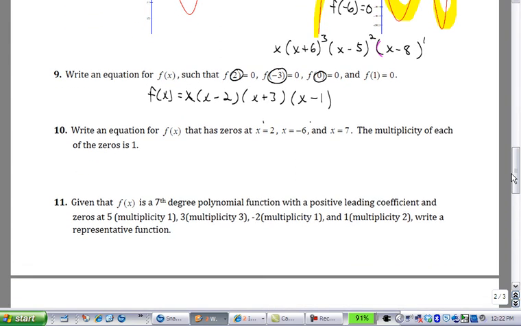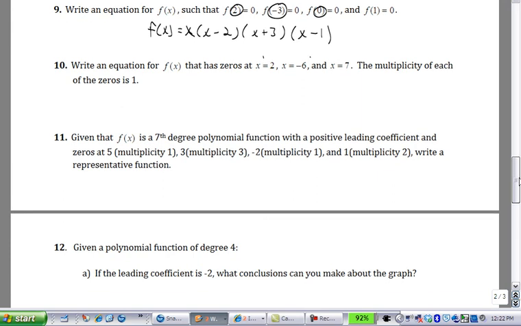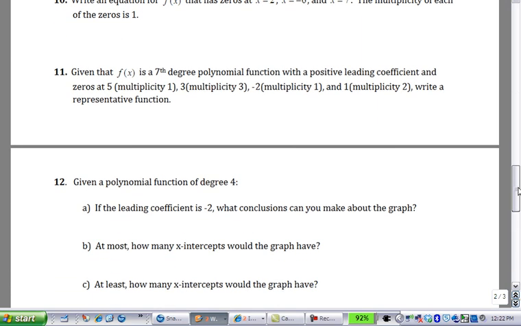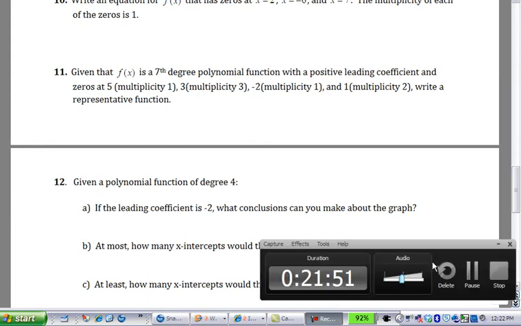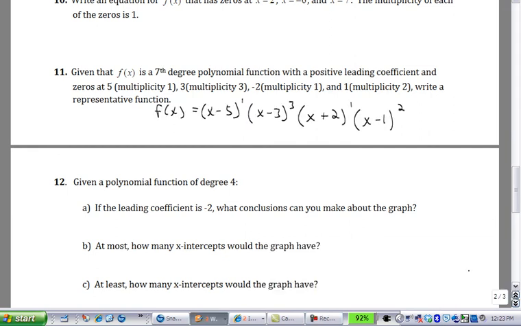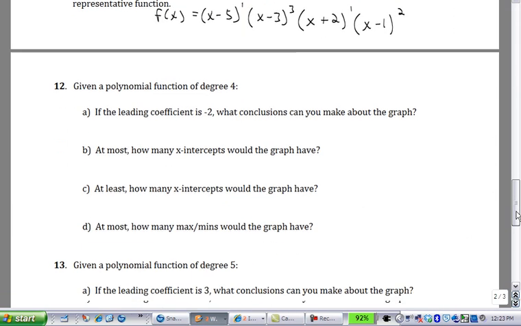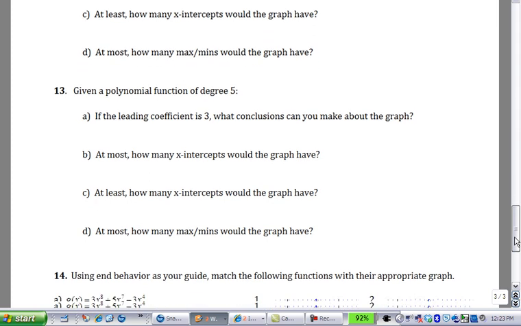I think 10 is pretty similar, so I'll leave that to you guys. 11 is as well. Let me pause this. Why don't you guys give 11 a try, and I'll put my answer up. Alright, so moving on. Let's do 13.